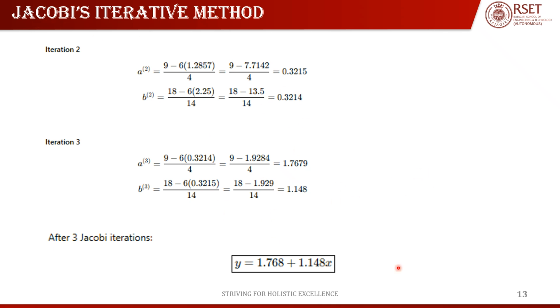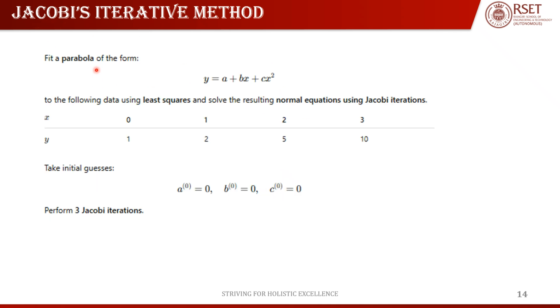So we'll just do one more problem. Okay, you are asked to fit the parabola. For fitting the parabola, you will have to form three normal equations, and we know how to do that. You are given the initial approximations a0 equal to 0, b0 equal to 0, and you are asked to find the Jacobi's three iterations.